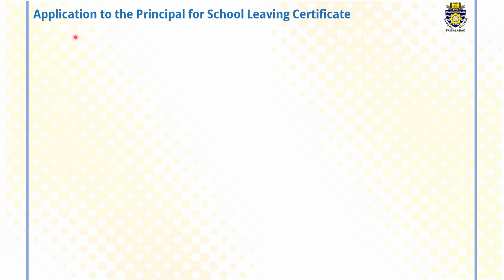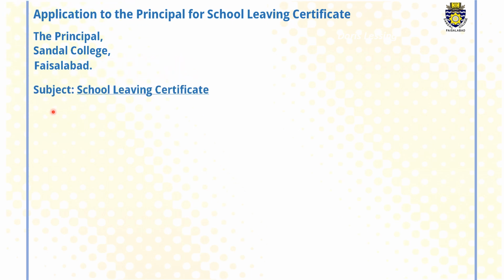Then after writing the topic of today's application, you will leave a line and then you will write the principal. T capital of the, P capital of principal, and then comma. Then the name of the institution, that is Sandal College. S capital of Sandal, C capital of college, and then comma. And then you will write the name of the city, that is Faisalabad. It is the address of the person you are going to apply. Then you will skip a line and the subject will be written.